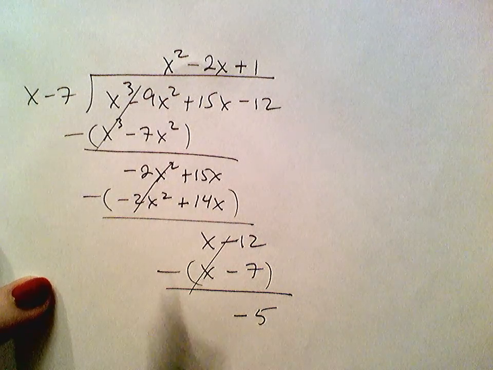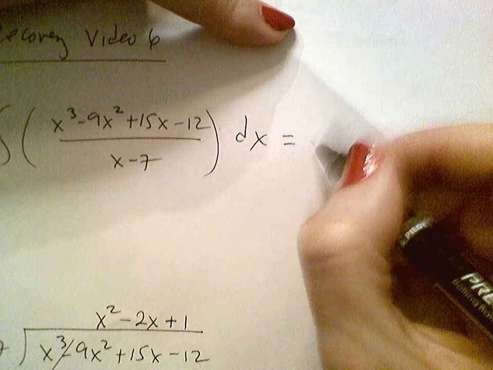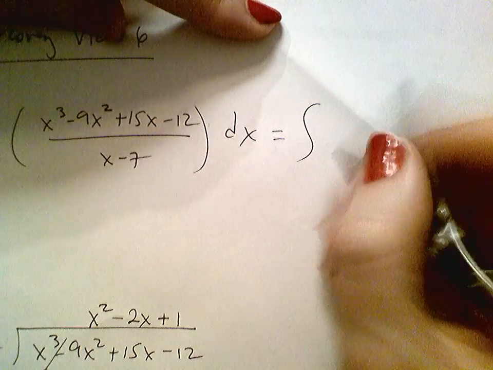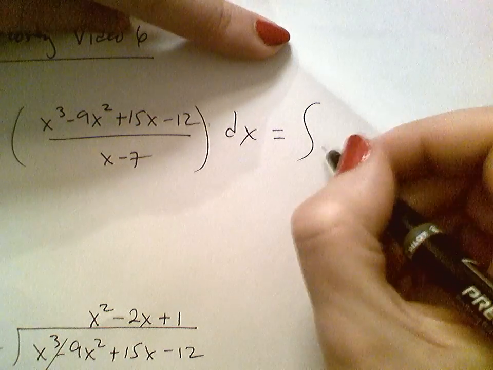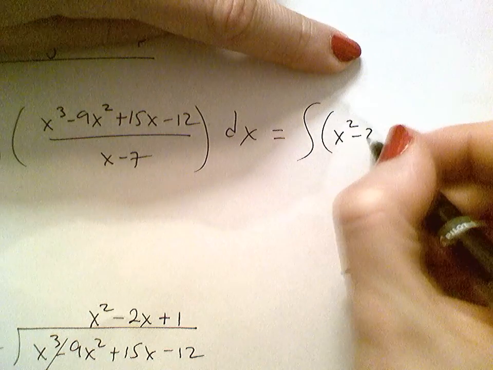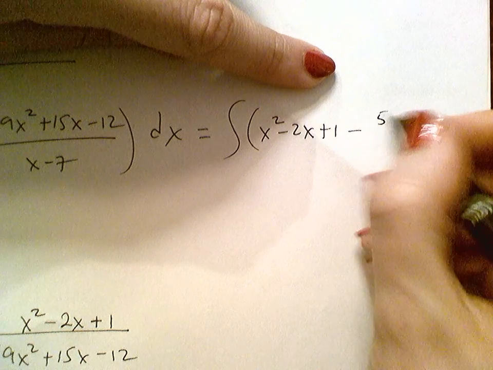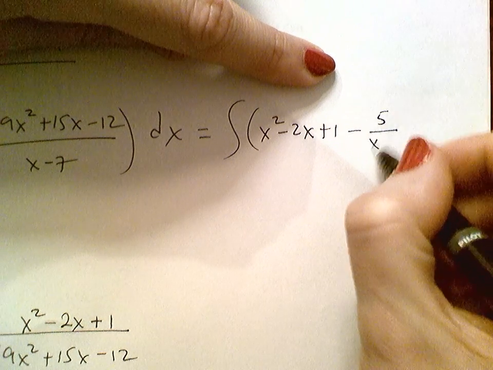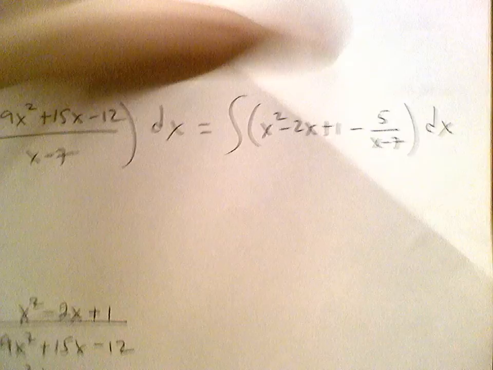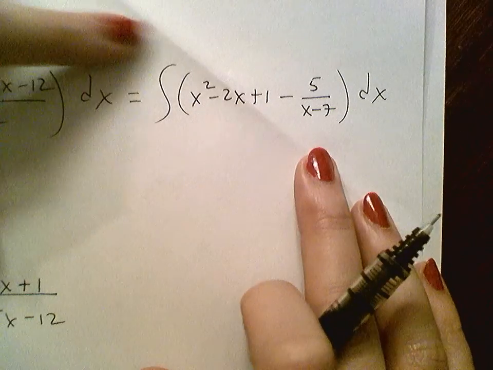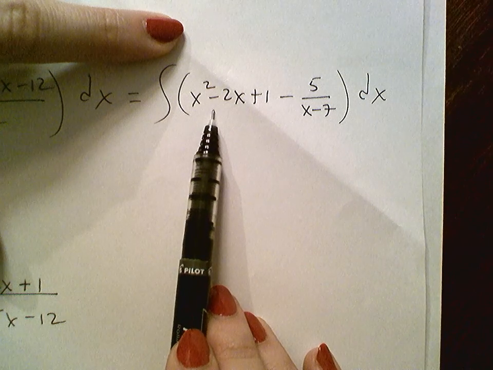So that means that we could rewrite this input like this. So this is the indefinite integral, and then you write the answer that you get up there. So x squared minus 2x plus 1 minus, because it's a negative remainder, the remainder over x minus 7 dx. Okay, so guys, all of this we can use just power rule for.